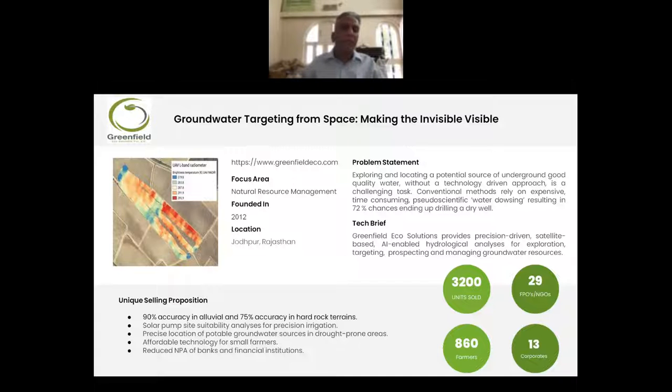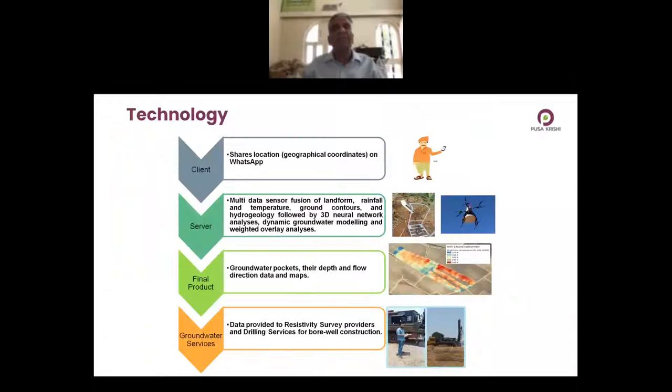In addition to that, there is the national solar mission, the electricity boards, the PHED departments, the farmers and the agriculture ministry. At many places, they are putting solar pumps. So solar pump site suitability analysis is part of this precision irrigation through groundwater exploration. We give a precise location for a potable source in drought-prone areas. It is affordable technology, and it reduces the burden on bank loans and financial institutions.